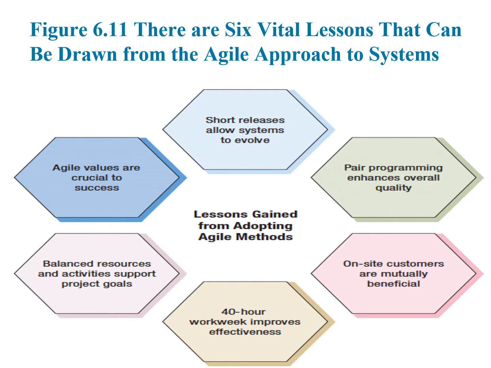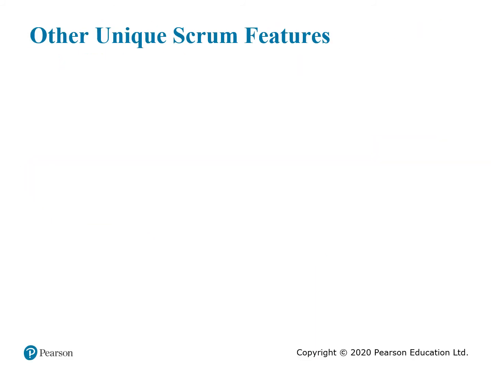This figure summarizes the six main lessons that can be learned from the agile approach to systems, or agile modeling of developing the system, starting with short releases. The short releases allow the system to evolve. Pair programming enhances the overall quality, up to agile values are crucial to success.